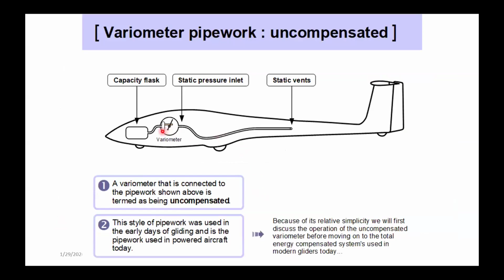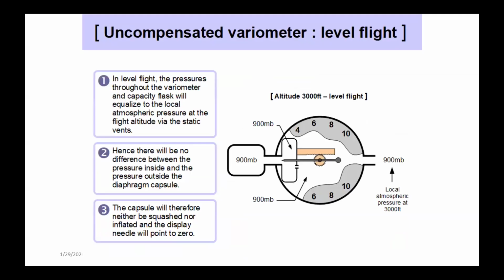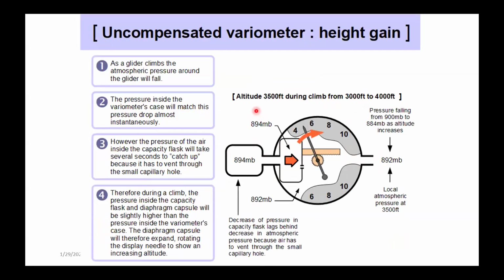Simple variometer: capacity to the variometer, using the same static port that we're using for our airspeed and for our altimeter. Uncompensated variometer, so it's 900. We're flying straight and level at 3,000 feet. We went up, we're now at 3,500 feet. We're climbing from 3,000 to 4,000. The pressure out here has decreased. The pressure here is decreasing through this little leak, and that moves the needle.